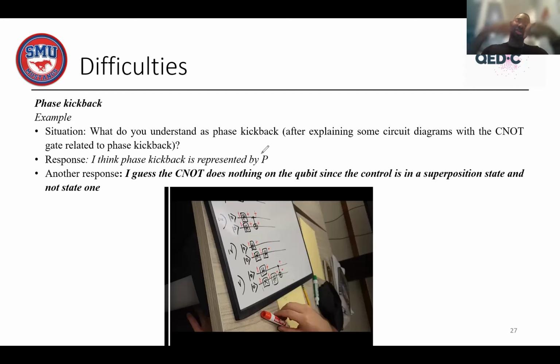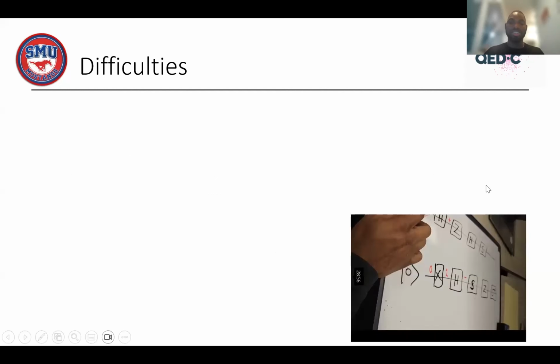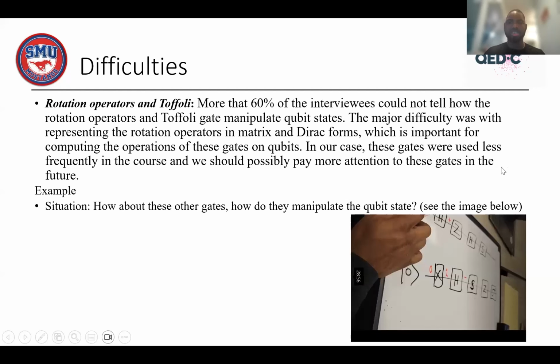When you talk about ancilla qubits, you're trying to work around controlling some qubit, then you actually need a good understanding of phase kickback. Now, the student responded, "I guess the C0 does nothing on the qubit since the control is in a superposition state and not state 1." So that suggests there's a challenge understanding how control gates operate when the control qubit is in a superposition state. And that's something we want to help our students overcome.